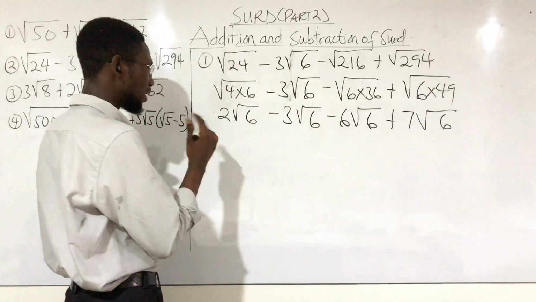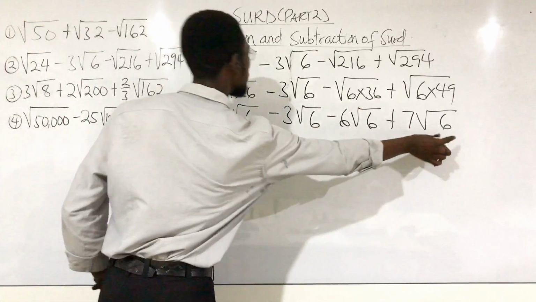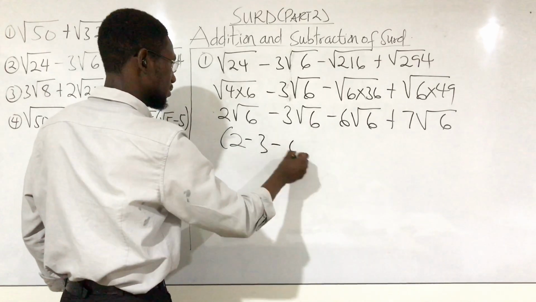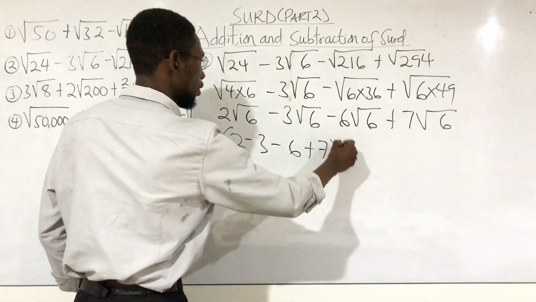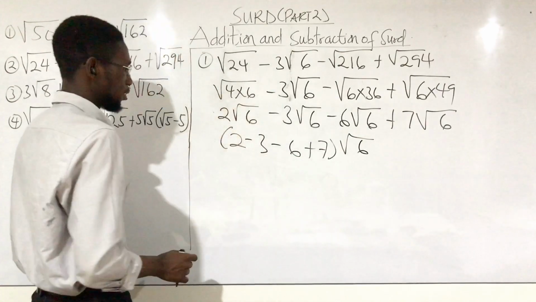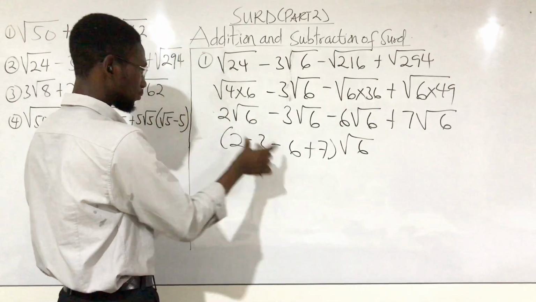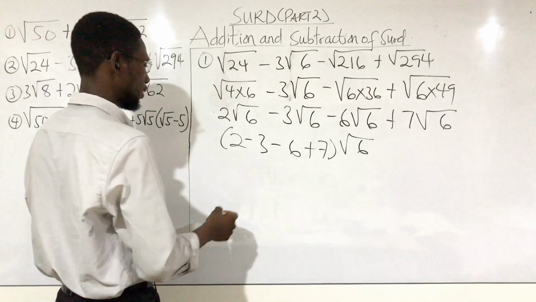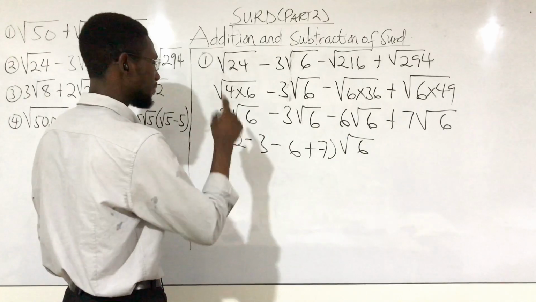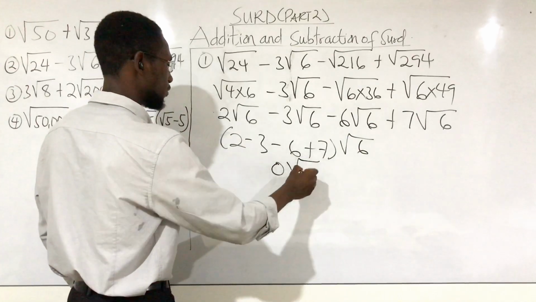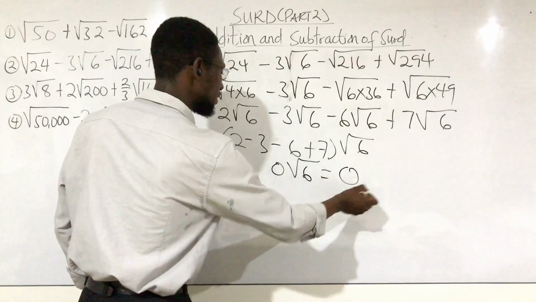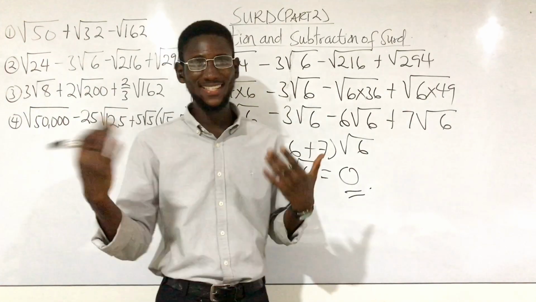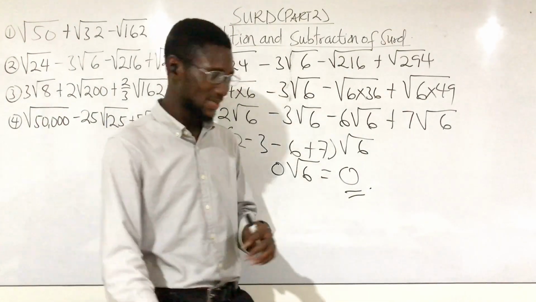So we'll factor, since root 6, root 6, root 6, root 6, we'll bring out 2 minus 3 minus 6 plus 7, all root 6. So we know that this gives us 9. This also gives us 9. So 9 minus 9 gives us 0 root 6, which is also interesting, 0. Now I'm not intentionally giving examples that will yield 0. I think the next example will not give us 0.